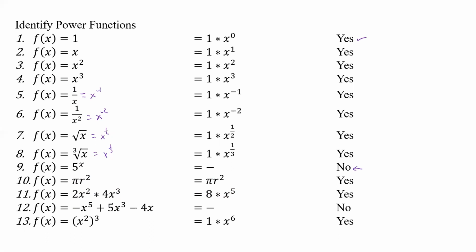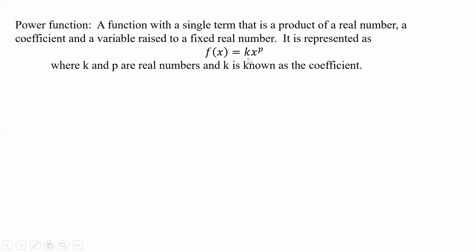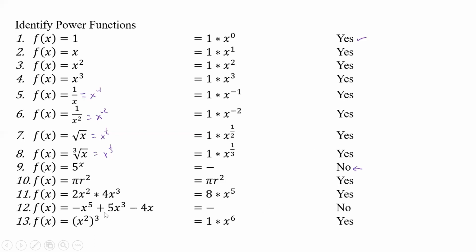Now this one we're adding. We don't have like powers, and so no matter how we do this, we can't simplify this into just a simple k times x to the p. It's going to be k times x to the p plus k times x to the q plus k times x to that. And so we can't rewrite this one into a power function either. So it's the second no.